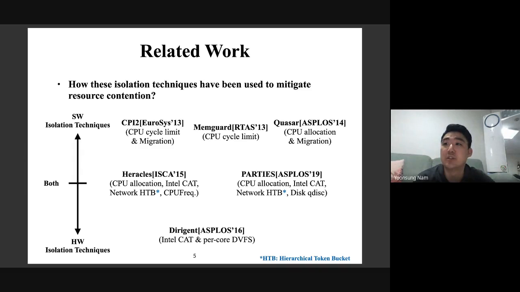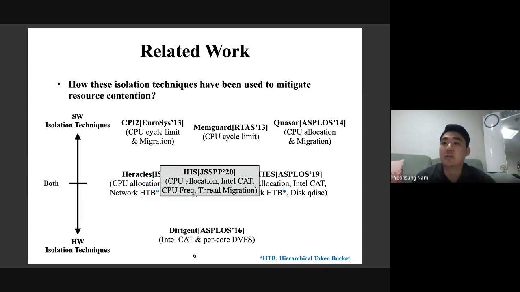However, there is no study on these multiple isolation techniques, such as their characteristics or which isolation technique is better. Here we have studied how software and hardware isolation techniques are different. How can we use isolation techniques properly according to the characteristics of workloads?